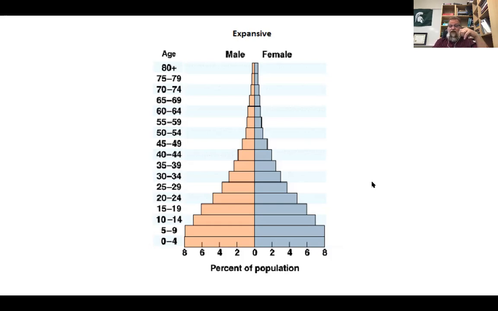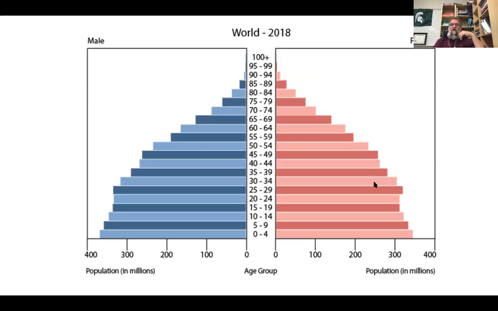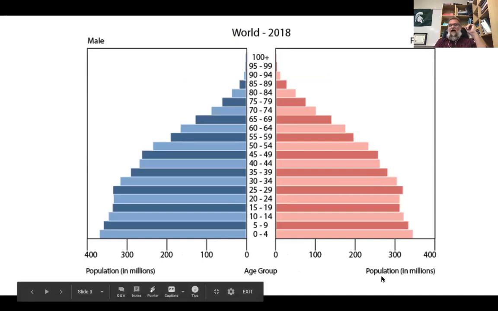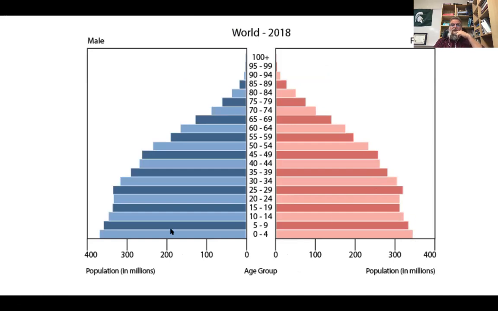Hopefully you can see how you would read that. Here's one that's of the entire world population. You can see this one's a little fatter, a little bit wider. All right. Here it's not doing it by percent, it's doing it by population in millions. So we can see there's much more consistency in age brackets from about the ages of 39 down.